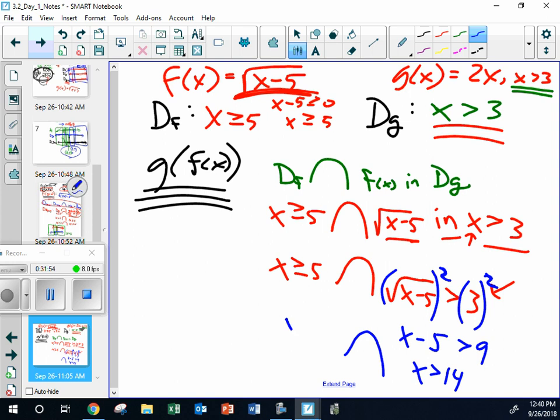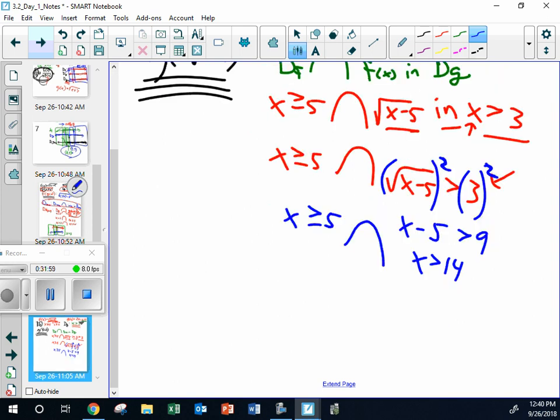Okay, and then it's x is greater than or equal to 5, and x is greater than 14. How many of you got it that far? Sweet. Then, from there, now, you have to put those two together. Here's 5.